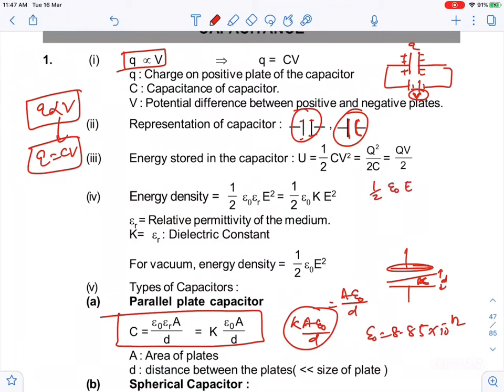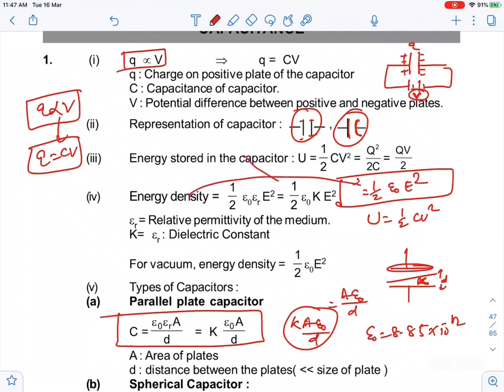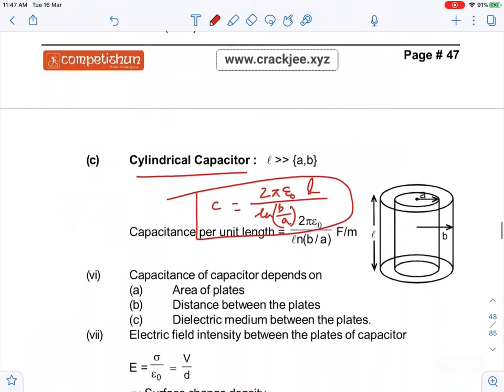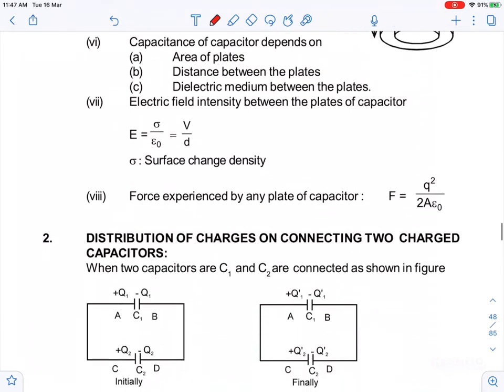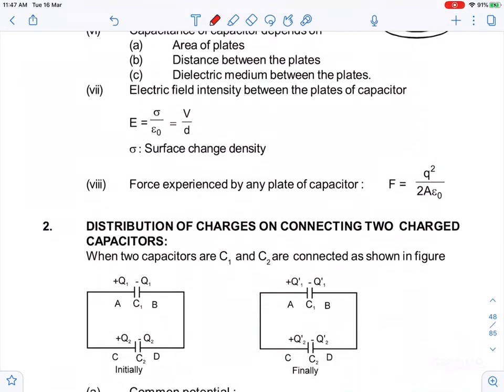Now guys, one thing you have to remember: energy density is half into epsilon naught into E square. Energy density is denoted by U. You also have to keep this formula in mind. Energy stored in a capacitor is half CV square, and if you multiply and divide by C, this becomes Q square by 2C. These things you have to keep in mind for a capacitor.